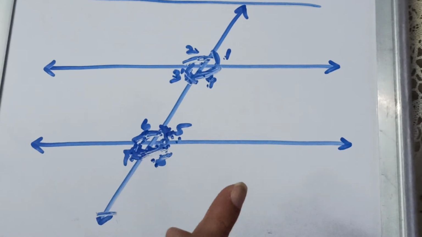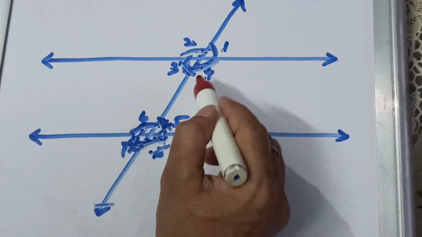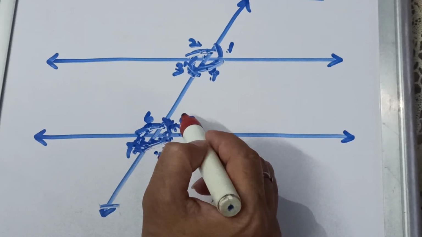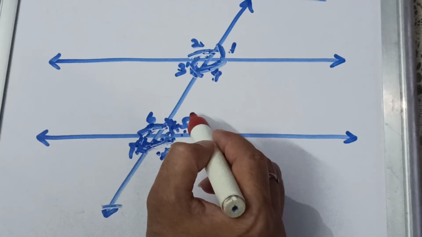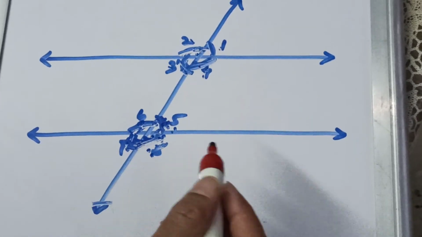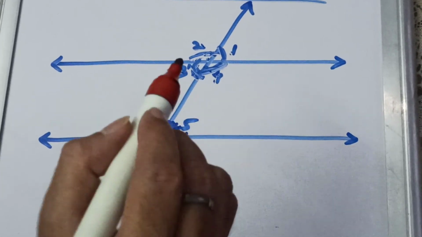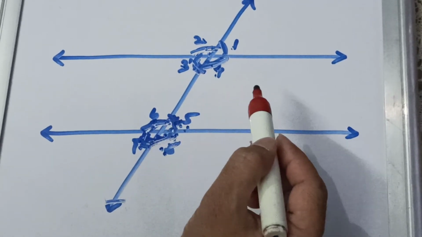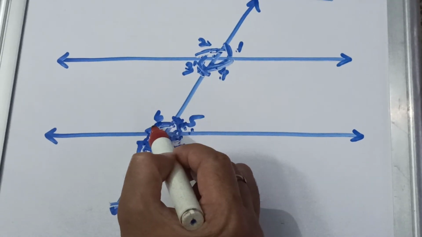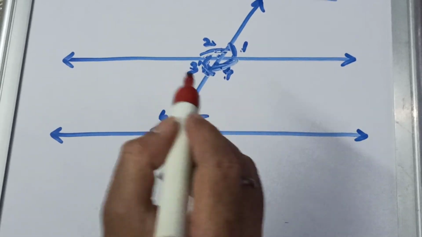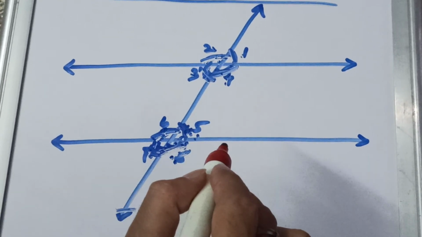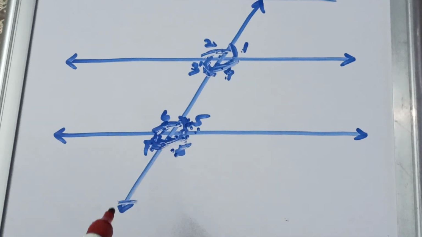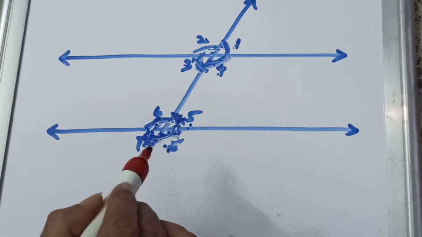And last, if the sum of the interior angles of the same side are supplementary, means 180 degree, angle 4 plus 5 is 180 degree, angle 3 plus 6 is 180 degree, then we can also say that this is a parallel lines.